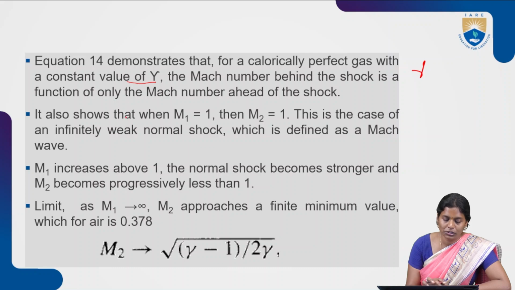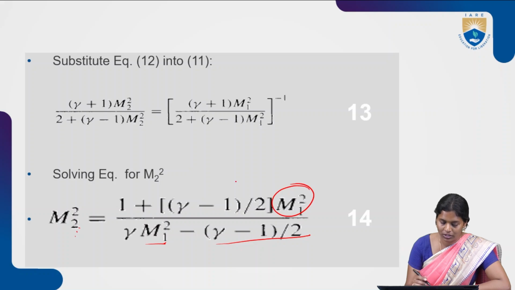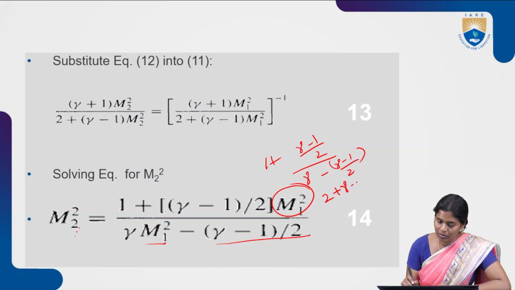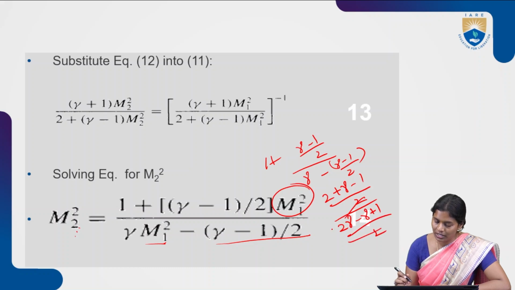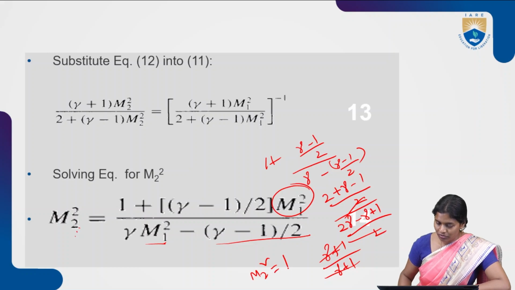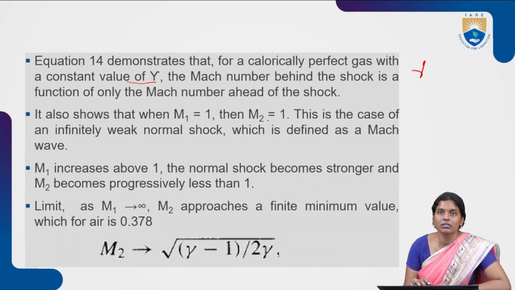It also shows that if M1 equal to 1, then M2 equal to 1. If we take M1 equal to 1, it will be 1 plus gamma minus 1 by 2, then gamma minus 1 by 2. So we can write 2 plus gamma minus 1 by 2, then 2 gamma minus gamma plus 1 by 2. These get cancelled out, so this will be gamma plus 1 divided by gamma plus 1. So this is nothing but M2 square equal to 1. So when M1 equal to 1, M2 equal to 1.